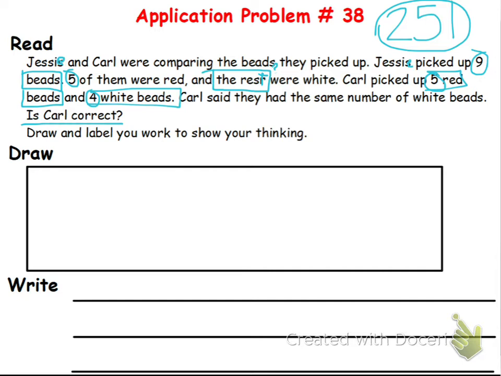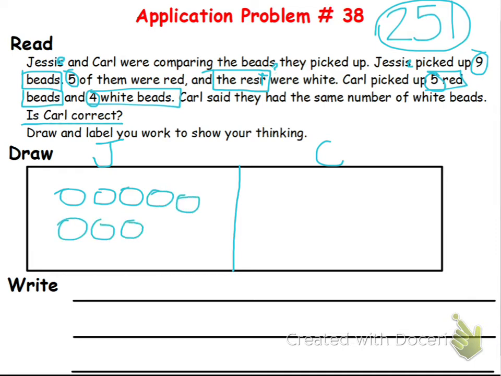So the first thing we're going to do, we're comparing Jesse to Carl. So we're going to draw a line going down the box, to have a side for Jesse, so I'm writing a J for Jesse, and a C for Carl. So now, you know that Jesse picked up 9 beads. 9 is the whole. So let's draw 9 beads for Jesse. 5 of them are red. Let's circle 5 of them. These are the ones that were red. The rest of these were white.